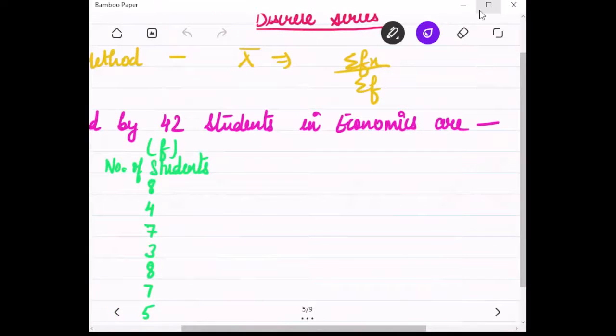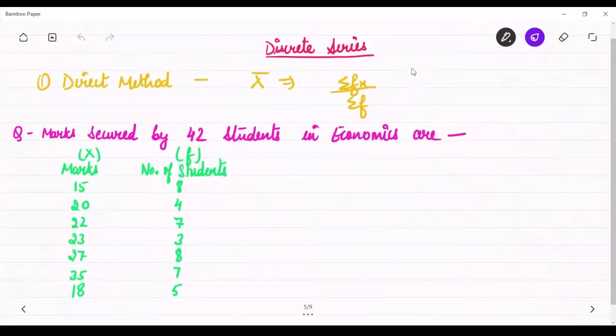When we are having grouped data, under grouped data we are going to have a discrete series or the continuous series. So under discrete series, how we are going to calculate arithmetic mean, we are going to learn that now. The first method to calculate the mean under discrete series is the direct method. The formula under discrete series for direct method is sigma fx upon sigma f.